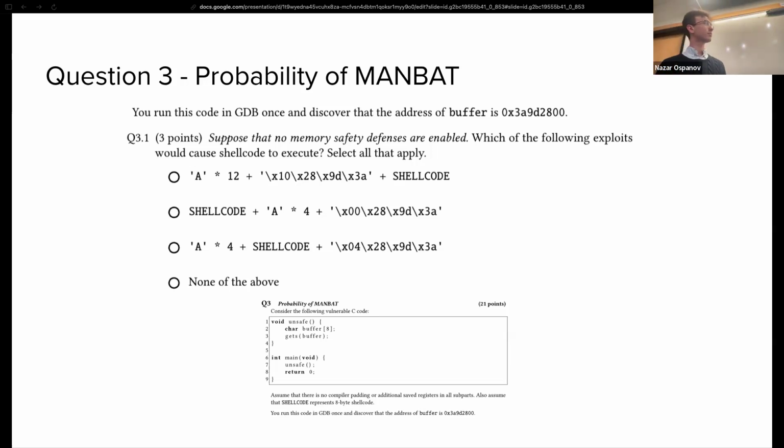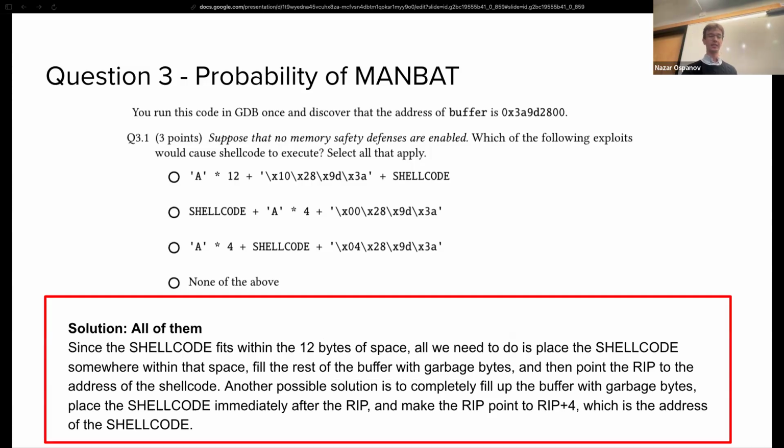Is where the address was pointing. For the second one, it was the shellcode at buffer, but then the address also accommodates for that. And then for the last one, it puts it above the buffer and the address is also. Yes, exactly. So just to recap, first, it's completely correct, all of the above.